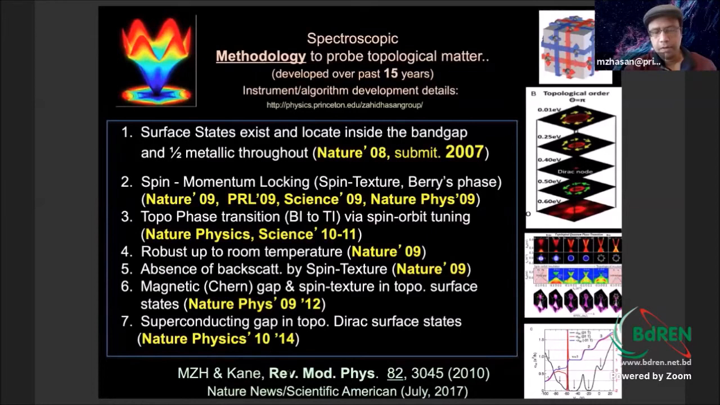There is a Reviews of Modern Physics article that I wrote with Charlie Kane in 2010. About 2/3 of this review is about experimental papers, with very little theory. These papers are summarized in this RMP article. If you're interested in the details of spectroscopy, you're welcome to look at it.